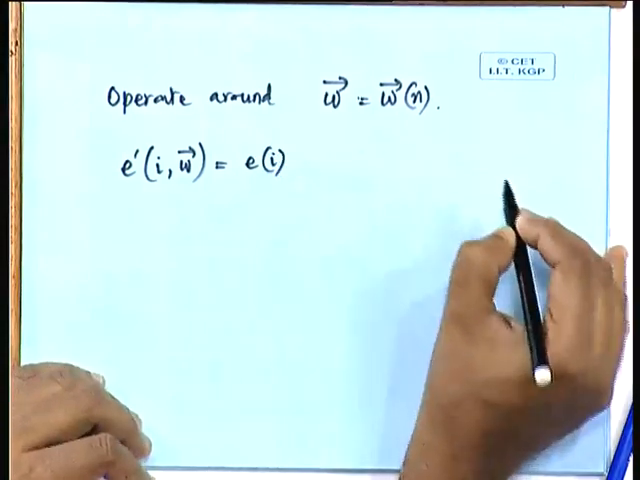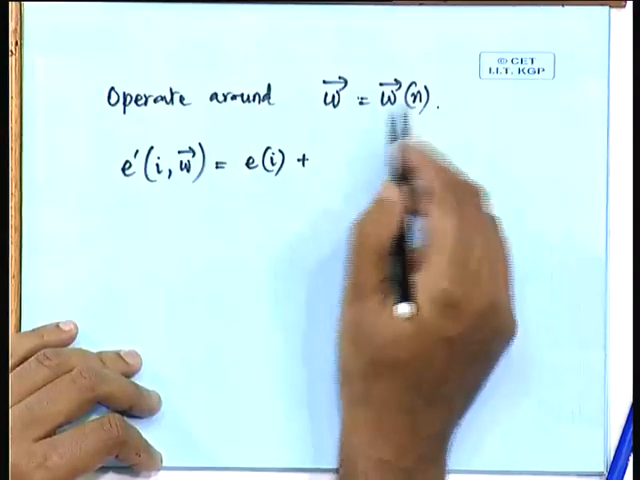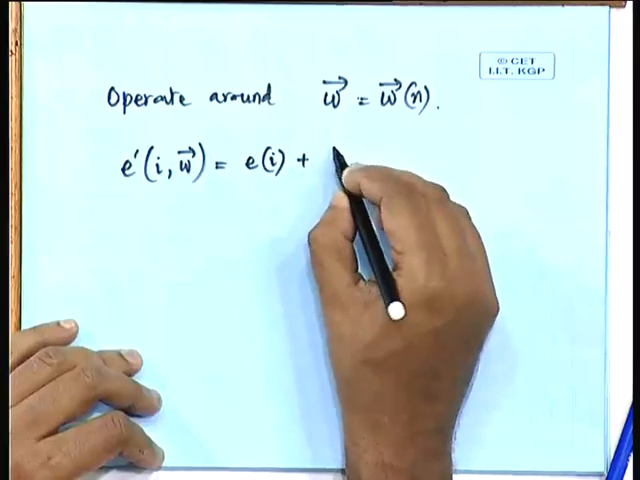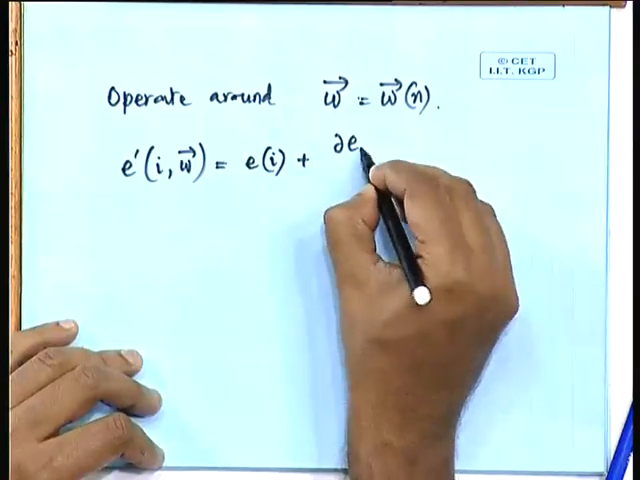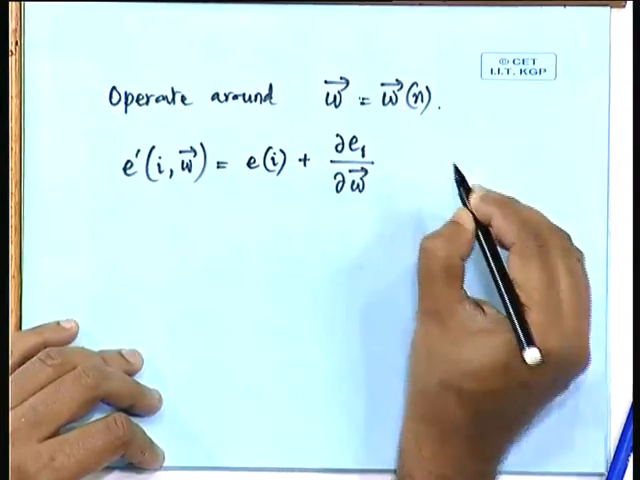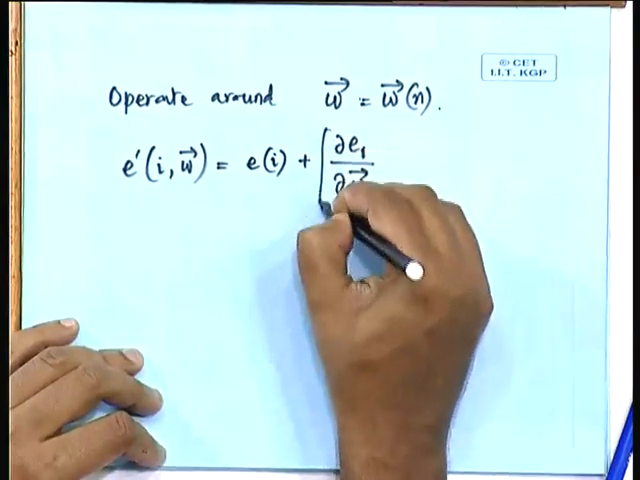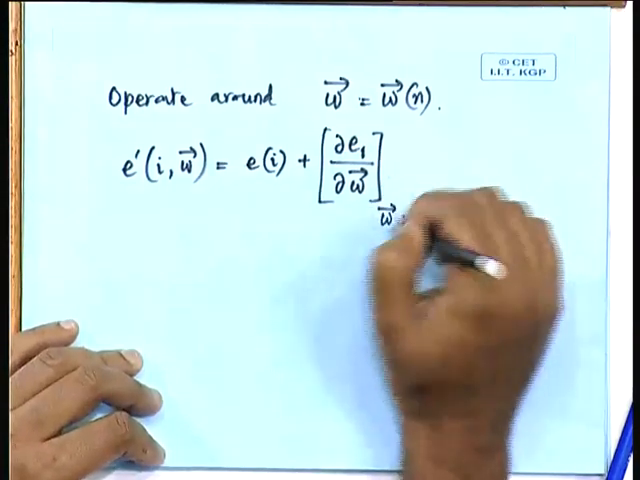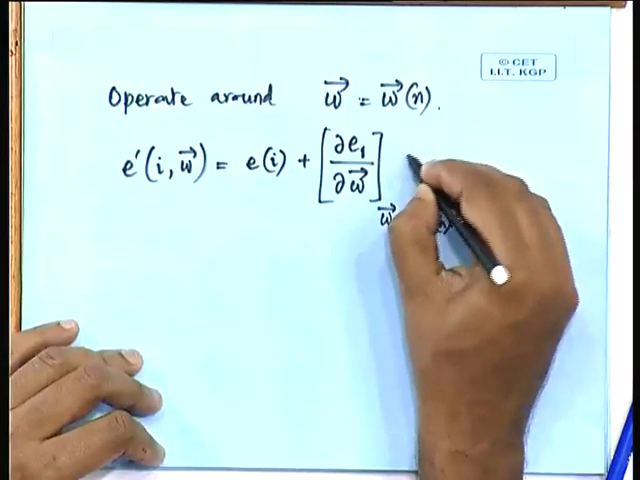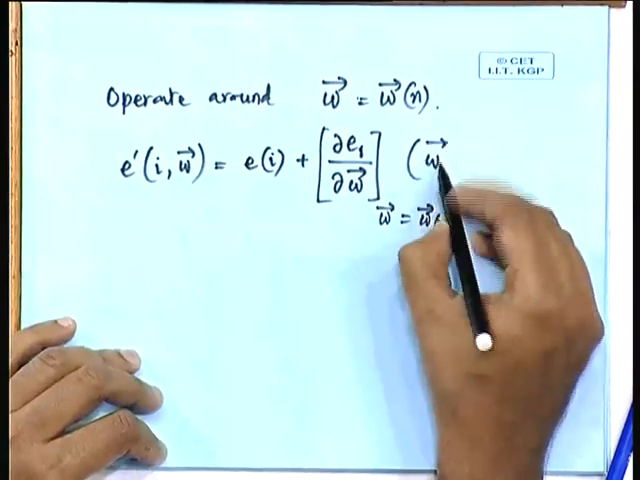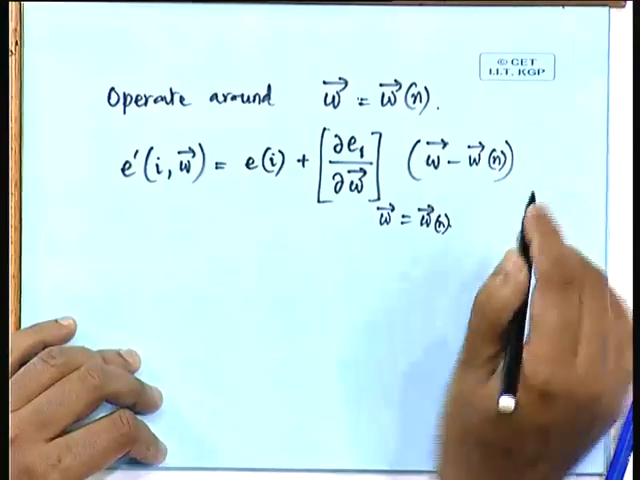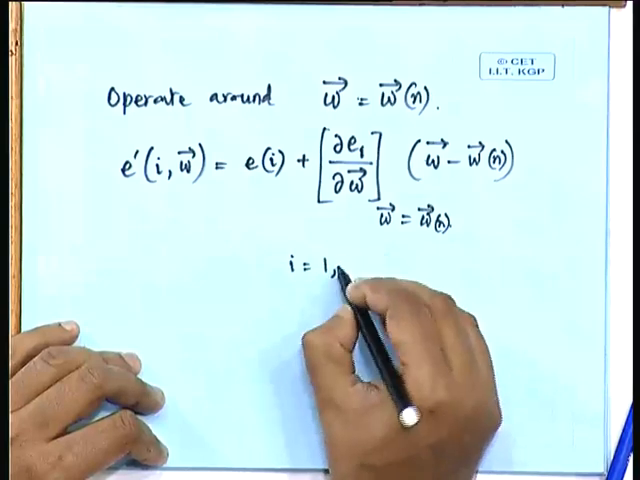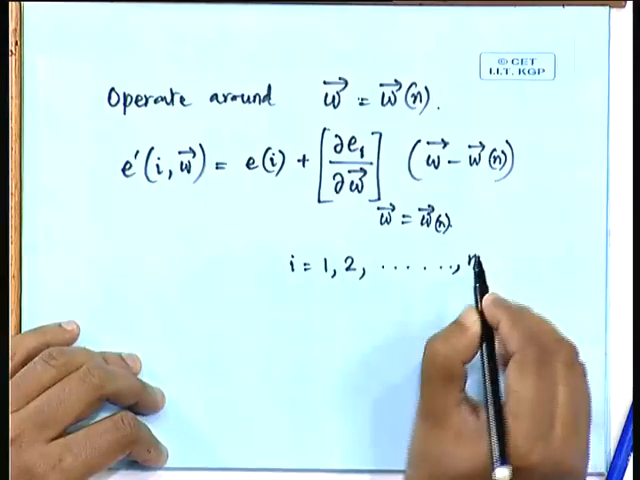That will be nothing but e_i, the earlier error, plus the following: at the point W equal to Wn, you find the derivative of this error with respect to the W vector. So, the derivative of e_i with respect to W, computed at the point W equal to Wn. Then this derivative you multiply with the incremental weight change, that is, the new W minus the W you had in the nth case, W minus Wn. This is something you will calculate for i equal to 1 to n, with every observation.